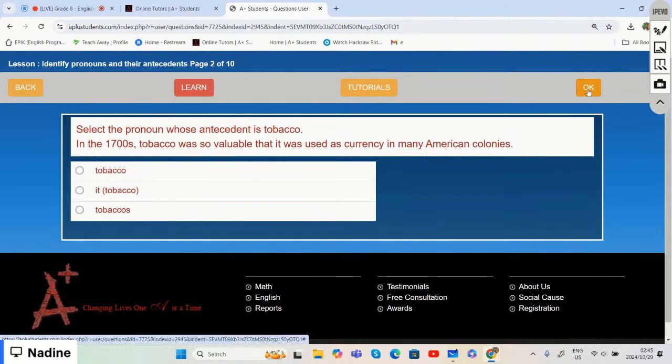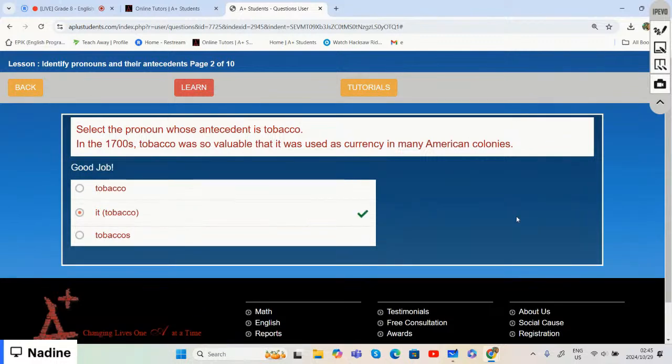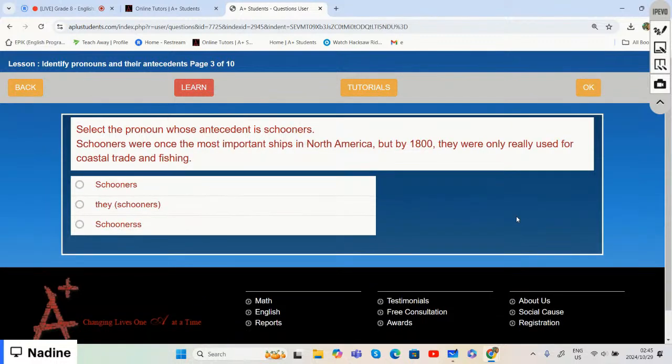All right. And if we were to select the pronoun whose antecedent is tobacco, then yes, option 2 is correct. It is the pronoun. All right, the last one. It says schooners were once the most important ships in North America, but by the 1800s, they were only really used for coastal trade and fishing.